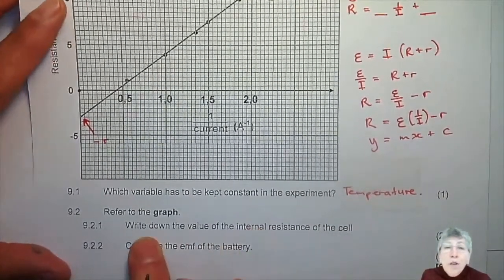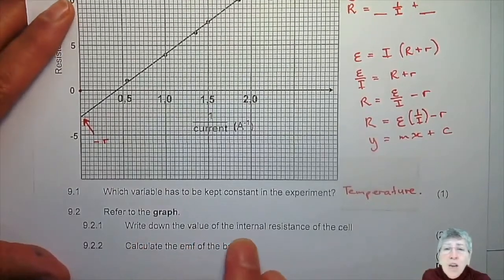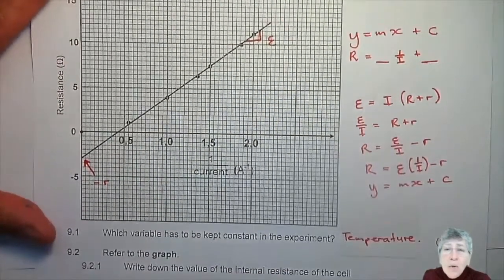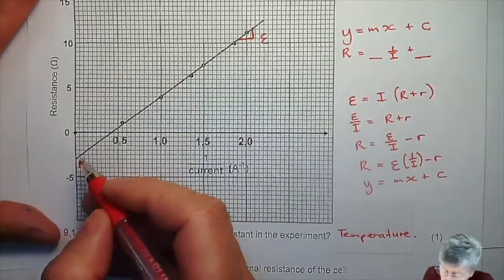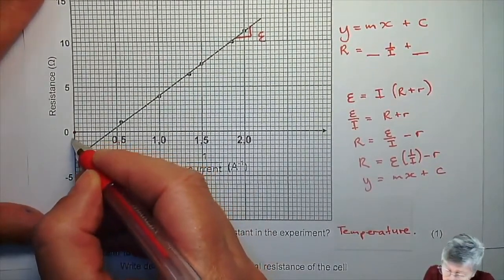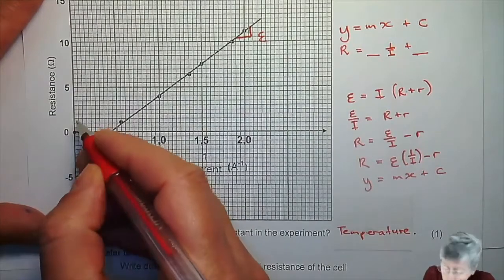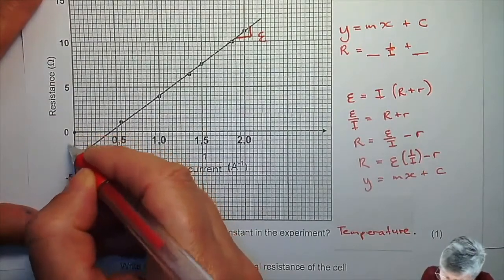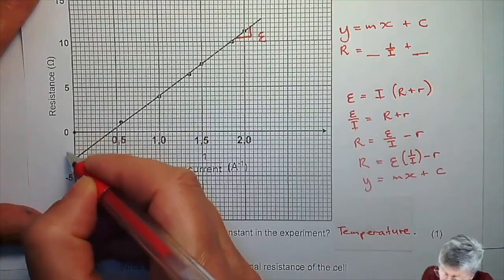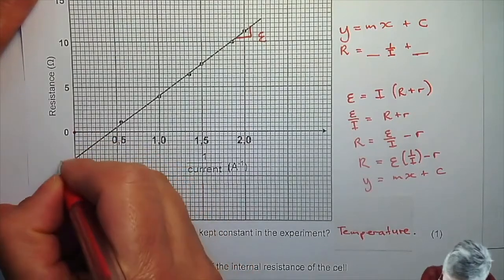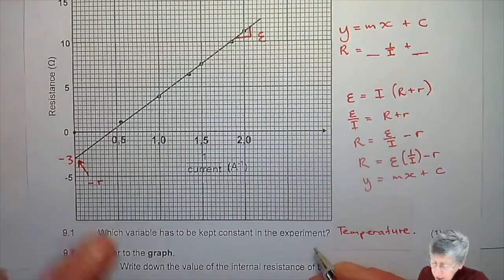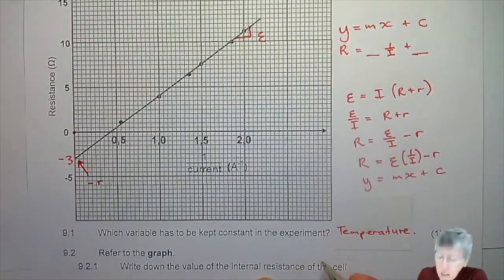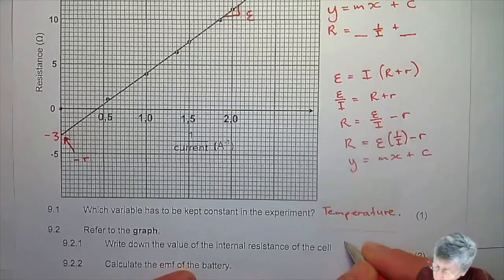Right, then refer to the graph. Write down the value of the internal resistance. Now we already know the internal resistance is going to be negative, that one. Then we are just counting the blocks to know how many is representing 1. There's 10 blocks over there, so every 2 blocks is representing 1, and then I end up with minus 3 over there.